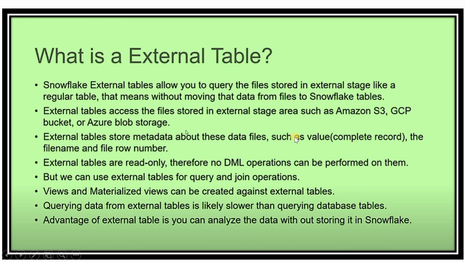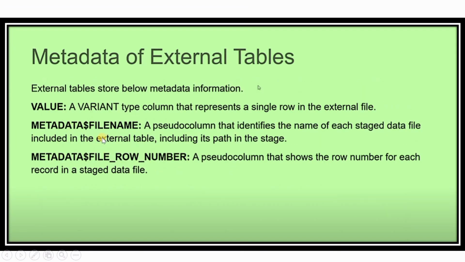Let's move ahead and understand the metadata about these files. This is about the metadata of external tables. Suppose you have created an external table, then it will store these three metadata columns: value, a variant column. We will discuss this variant column in JSON loading, because whenever we work with JSON, we don't have to specify all the columns and all the data types of the columns. We just create one variant column, and it will store all the data types. Let me tell you about the variant.